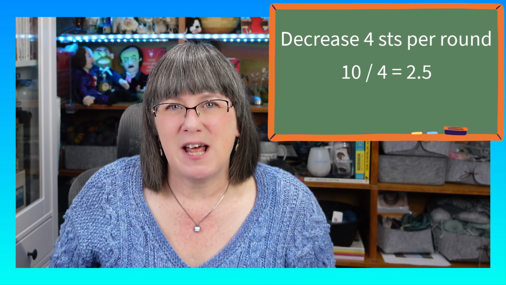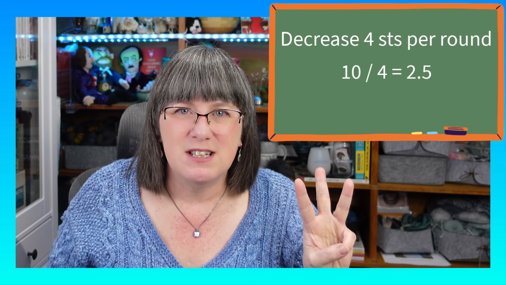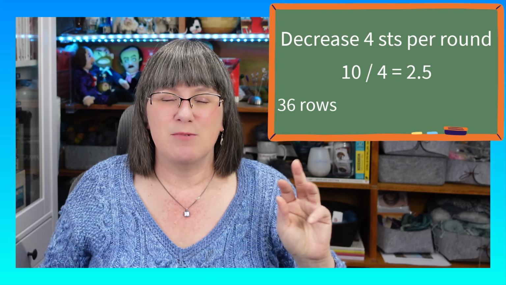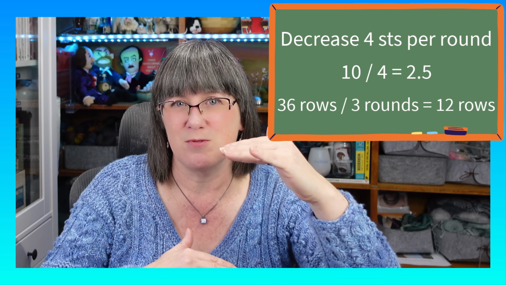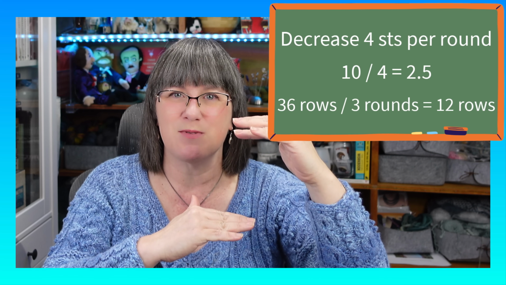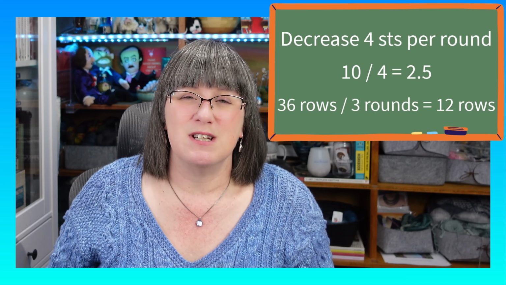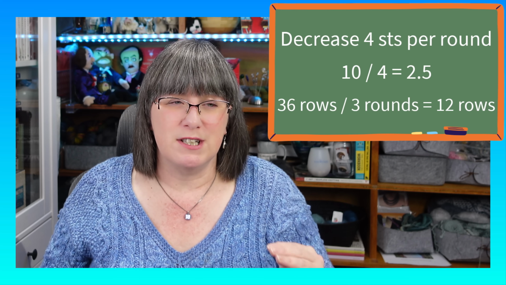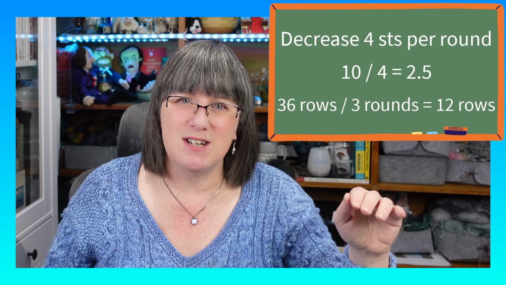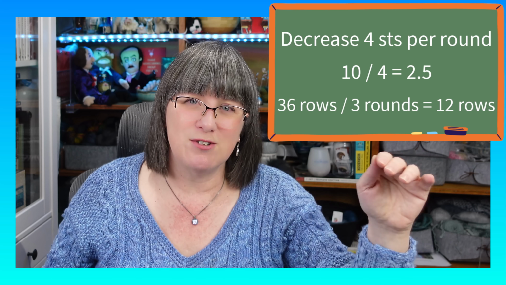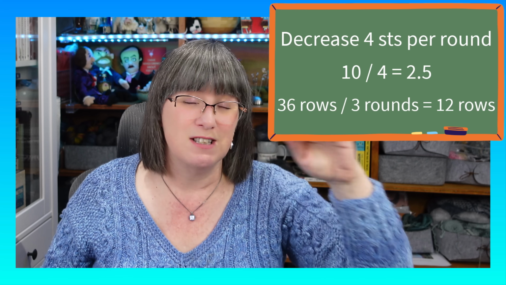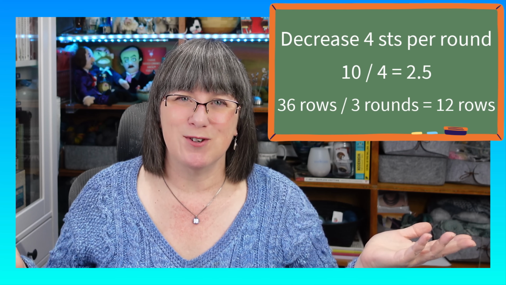So what we know now is we need 3 decrease rounds and we have 36 rows in which to do those decrease rounds. 36 divided by 3 is 12. So you could knit 12, decrease, knit 12, decrease, knit 12, decrease. It's that straightforward. But really, you could put those decrease rounds anywhere in there you like.